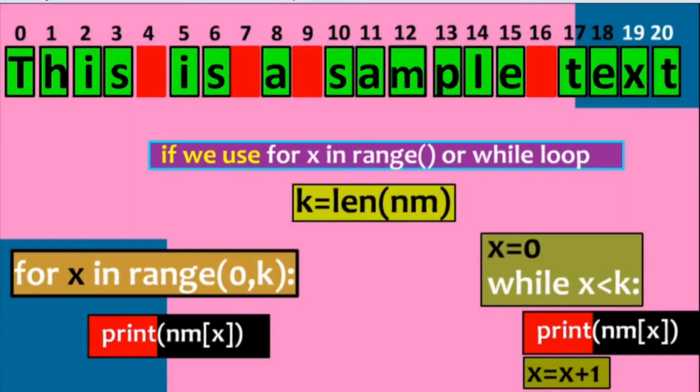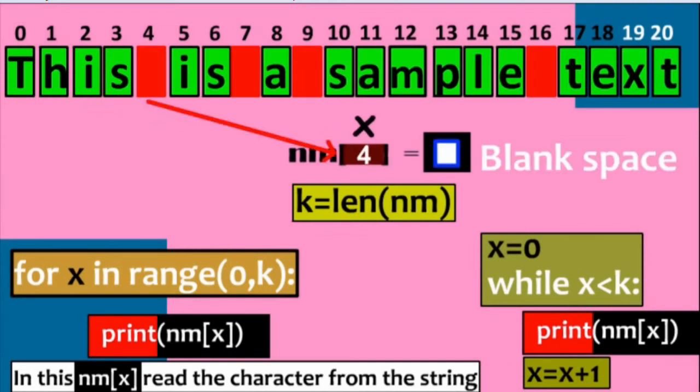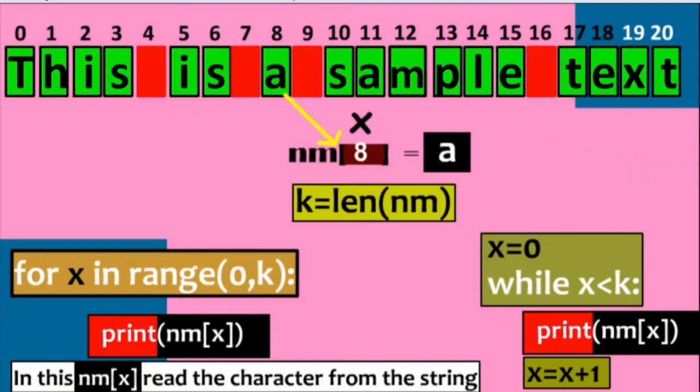Next, if you move to the second thing, that is using for x in range or the while loop, in that case nm is the very important part. This nm is going to read out the characters, and according to x, which is going to provide the index value, it will change every time, and automatically the characters also change. That means nm is going to read out the characters, and those are stored inside nm of x, not nm only. Nm is a string.